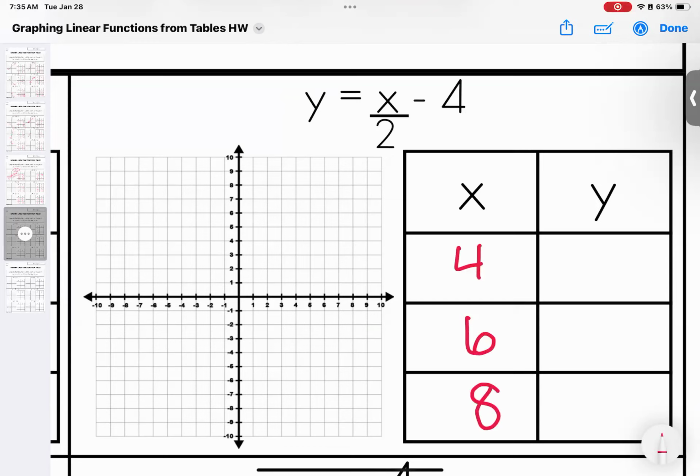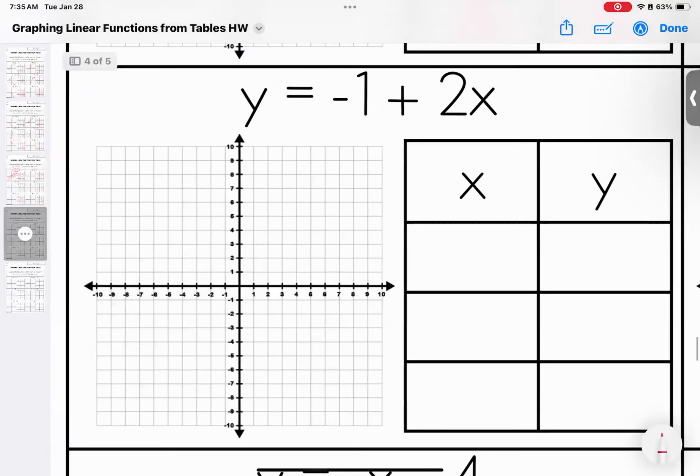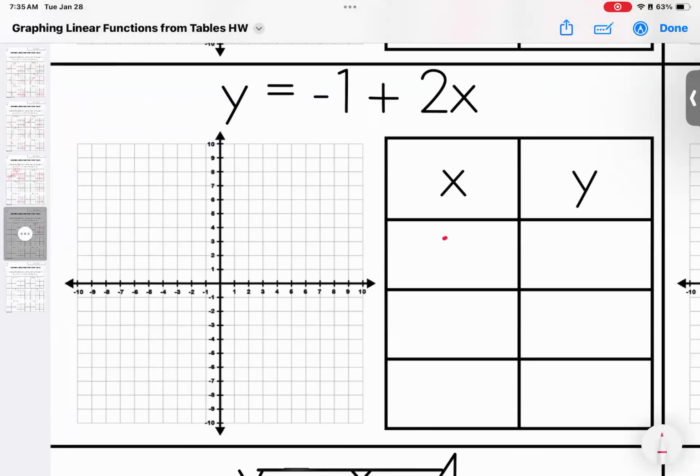4 divided by 2 is 2. 2 minus 4 is negative 2. 6 divided by 2 is 3. 3 minus 4 is negative 1. 8 divided by 2 is 4. 4 minus 4 is 0. If you see something like this where a specific type of number is going to make your life easier, lean into that. Okay? 3, 5, 7.